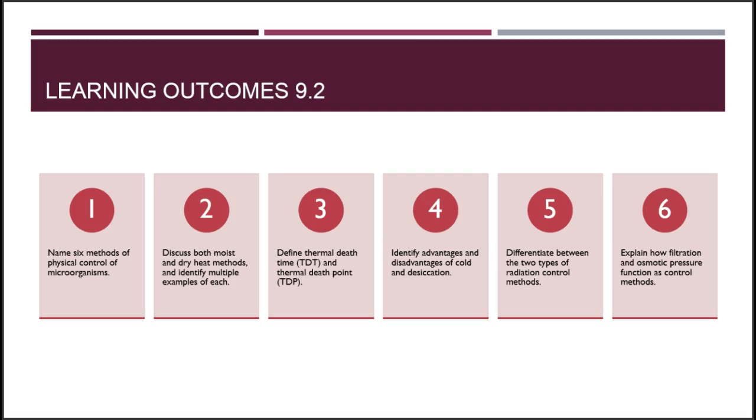The first is name 6 methods of physical control of microorganisms. 2, discuss both moist and dry heat methods and identify multiple examples of each. 3, define thermal death time and thermal death point. 4, identify advantages and disadvantages of cold and desiccation. 5, differentiate between the 2 types of radiation control methods. And finally, explain how filtration and osmotic pressure function as control methods.